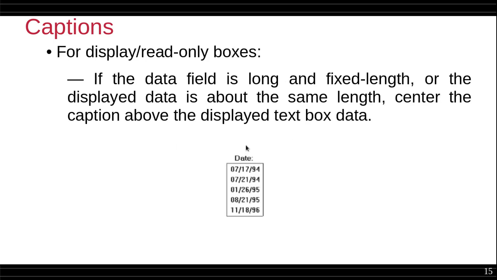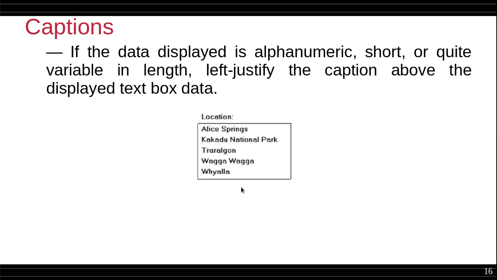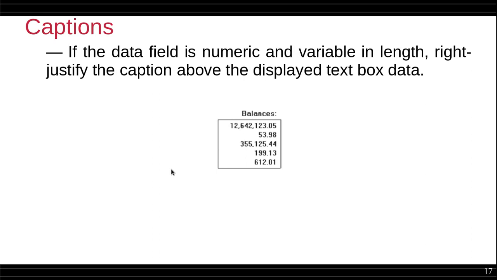For display or read only boxes, if the data field is long and fixed length or the display data is about the same length, center the caption above the display text box data like this. If the data displayed is alphanumeric, short or quite variable in length, left justify the caption above the display text box data like this. If the data field is numeric and variable in length, right justify the caption above the displayed text box data. Here you can see if the data field is numeric, okay, you have to do right justification the caption above the display text box data.